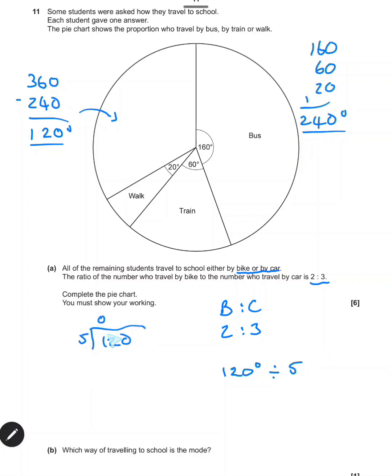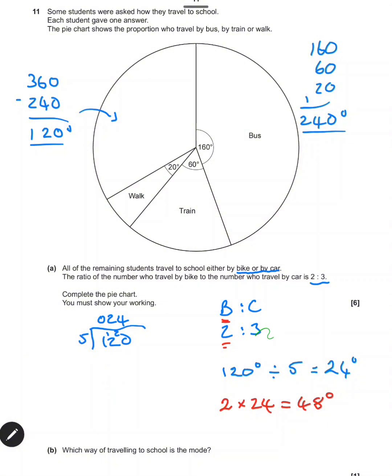5 into 1 is 0 remainder 1. 5 into 12 is 2 remainder 2. And 5 into 20 is 4. So the answer to this is 24 degrees. The bike part of this ratio takes up 2 of those. So I now need to do 2 times 24. Well, 2 20s are 40 and 2 4s are 8. That would be 48 degrees.